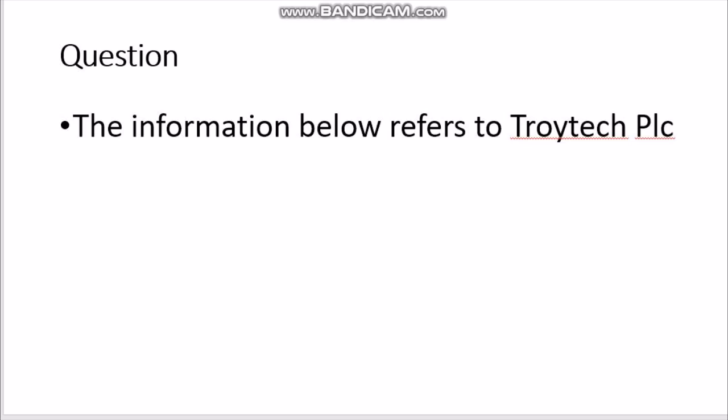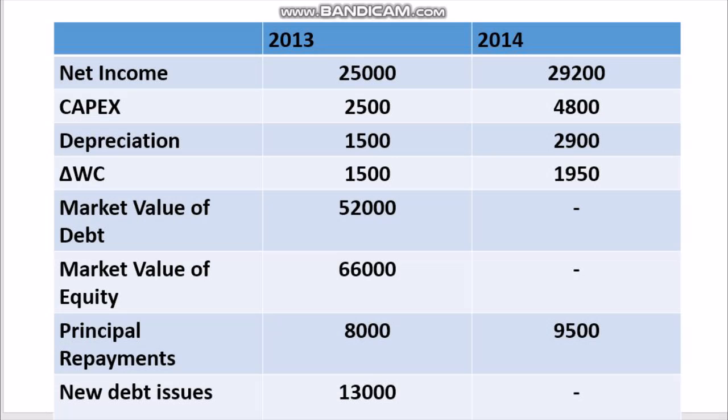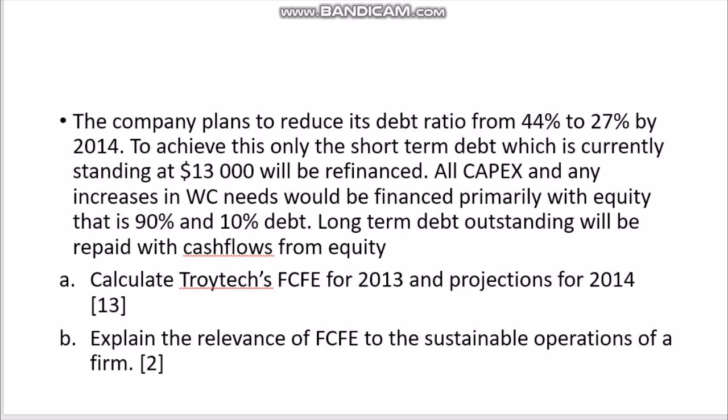And then another question, the information below refers to Troitech Public Limited Company. You are given the financial data for 2013 and 2014, and you are required to calculate the company's free cash flows to equity for 2013 and for 2014. So in other words, these are the kind of questions that we encounter when dealing with free cash flows to equity.